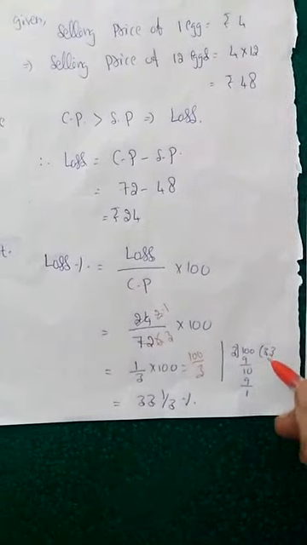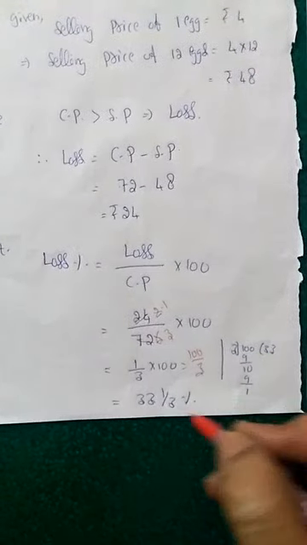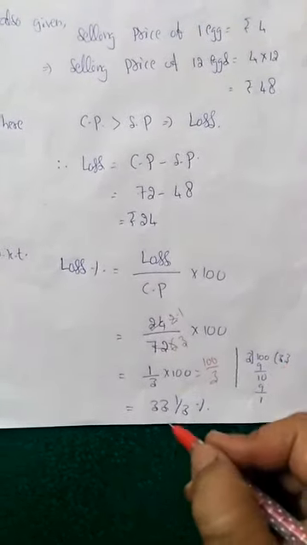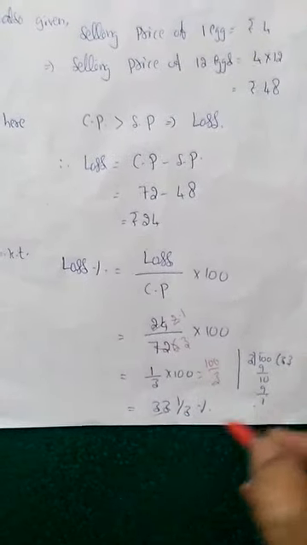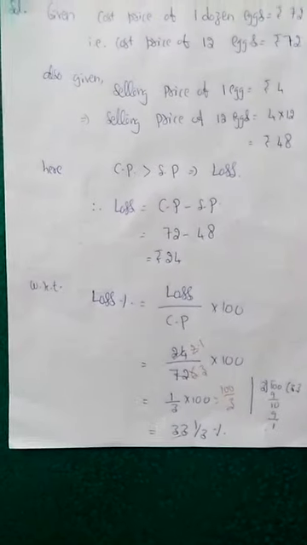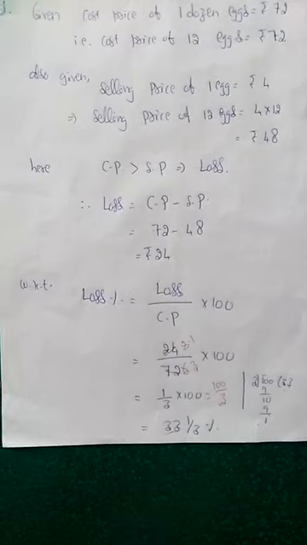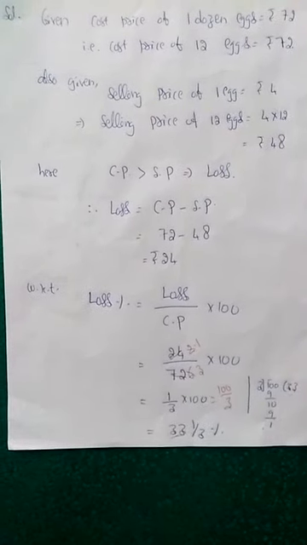We can write this division in mixed form as 33 1 by 3 percent. So the loss is 33 1 by 3 percent.